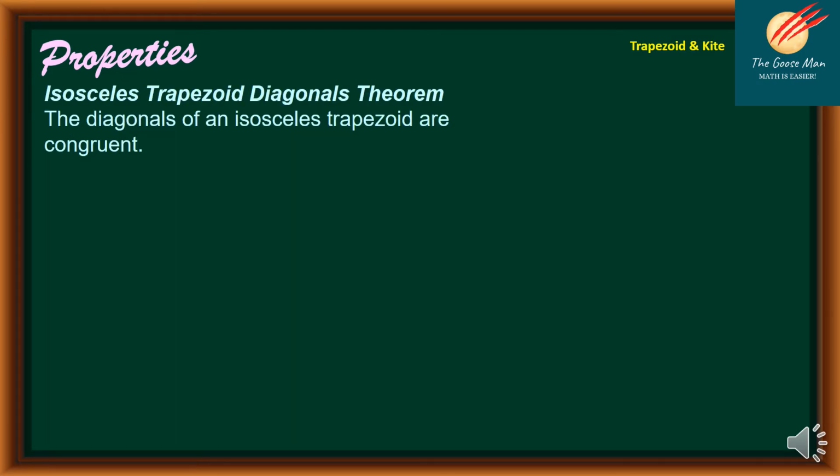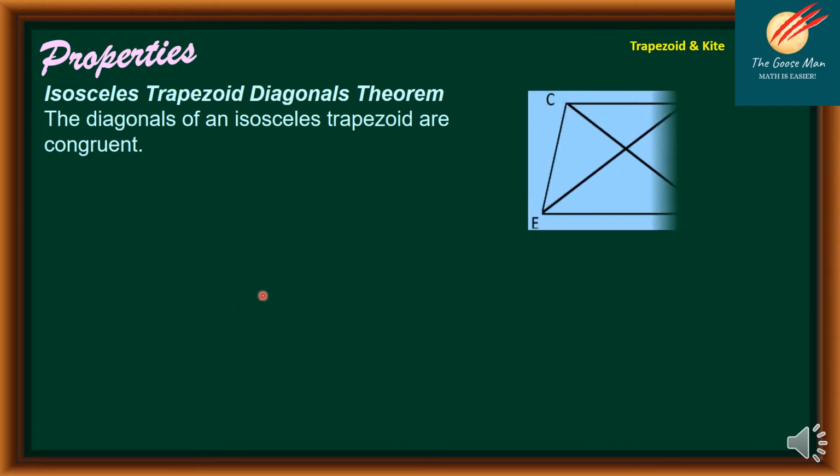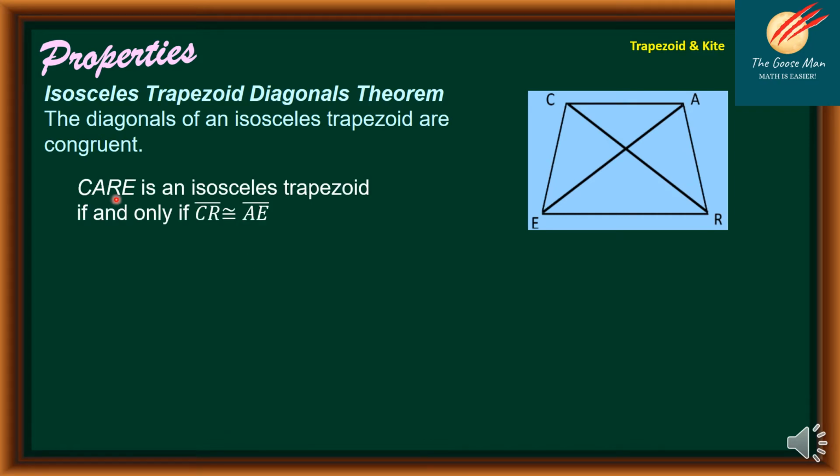Let's move on to the next property. That is the isosceles trapezoid diagonals theorem. Stress that the diagonals of an isosceles trapezoid are congruent. Let's look at this illustration. We can say that CARE is an isosceles trapezoid if and only if line segment CR is congruent to line segment AE.